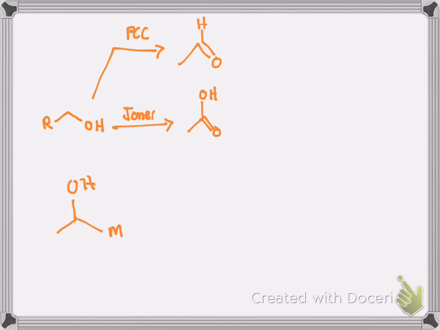I don't know what to write there. Let's put R, like an R group from a Grignard. Turns out Grignard reagents won't react very well with carboxylic acids because it's an acid. It's a proton source, right?